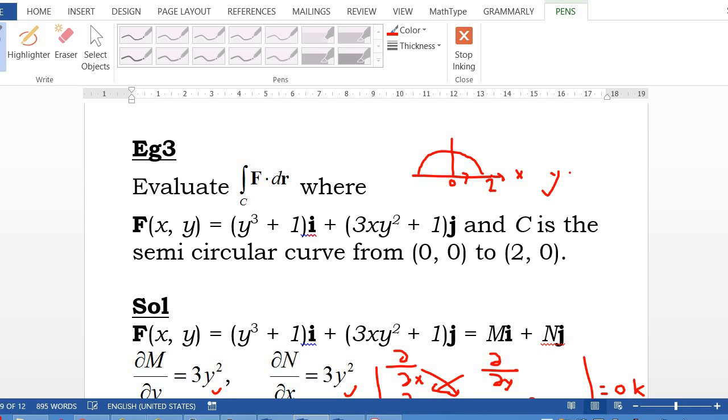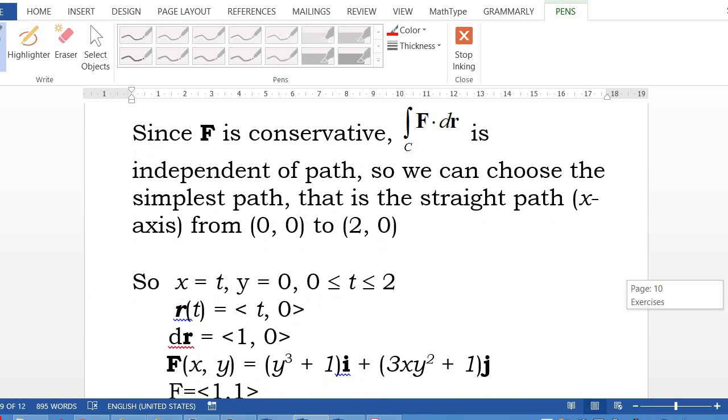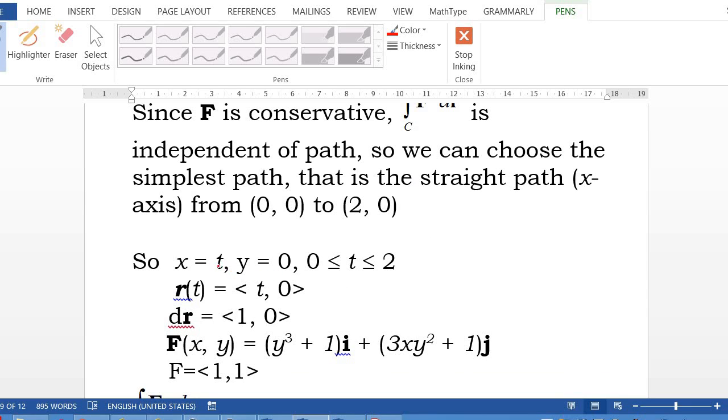on the x-axis, actually y equal to 0. Then you let x equal to t. Since x goes from 0 to 2, t also goes from 0 to 2. This is the x-axis, so x equals t, y is 0, and t goes from 0 to 2. That's why r(t) has component i as x, and component j as y equal to 0.